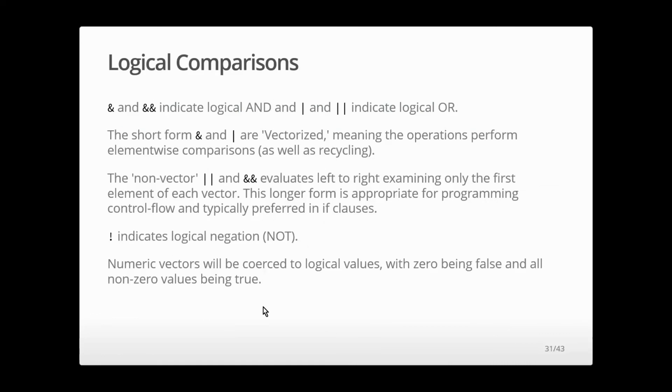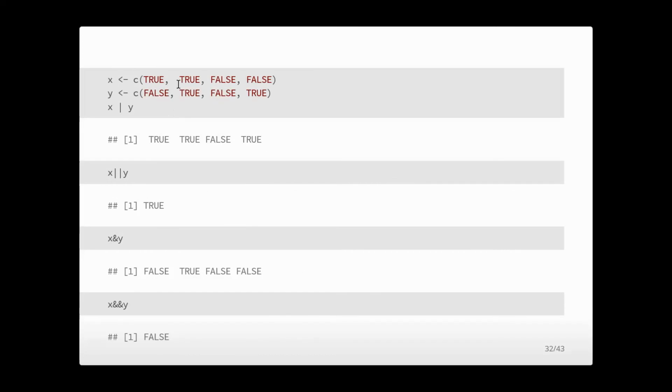Exclamation means not. Numerical vectors will be coerced to logical values if you throw them in there. 0 is false, and anything non-zero will be true. So we have this x or y: true, true, false, true. The double or only looks at the first element and will give you true. X and y will go through these: which ones have both of them being true? That's only the second element. And x double-and y only looks at the first thing in x and the first thing in y.